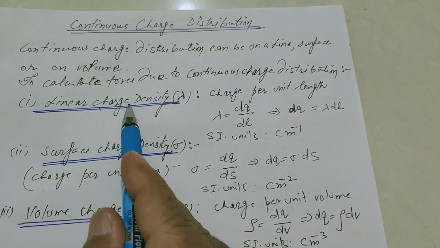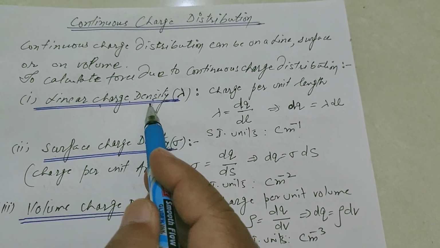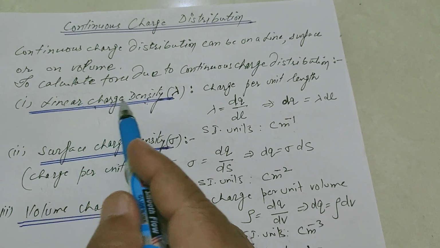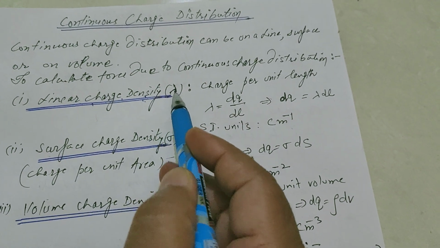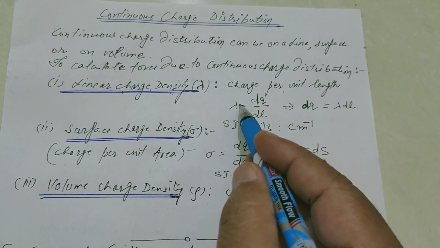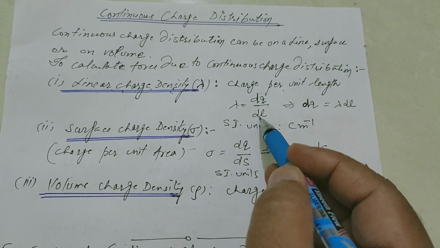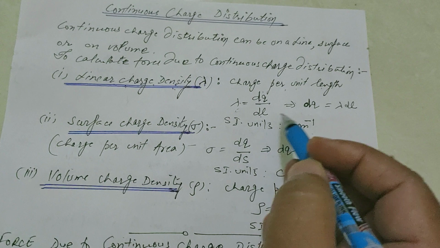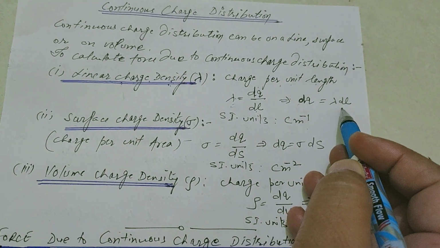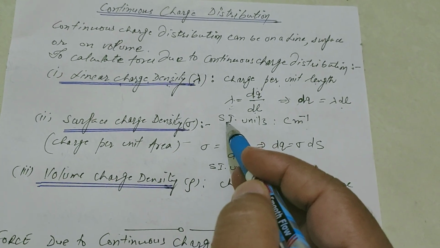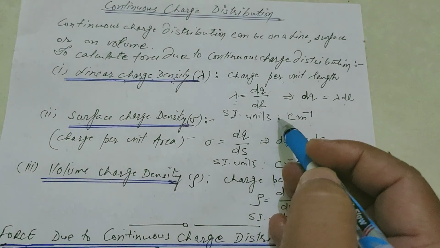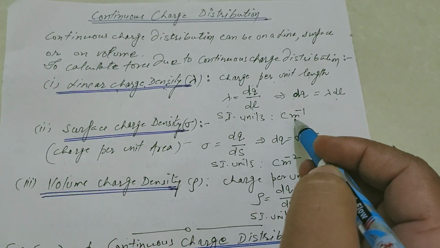First is linear charge density. When charge is distributed over a wire or some length, then you can use the term linear charge density. It is denoted by lambda, and the definition is charge per unit length. So linear charge density lambda is charge over length. If you cross multiply this, dq is lambda dl. I will use it in the next relation. So far as its SI units are concerned, charge is coulomb, length is meter, so coulomb per meter is its unit.